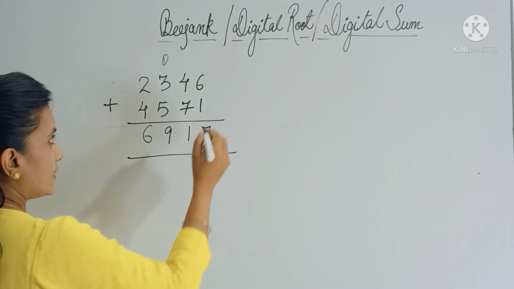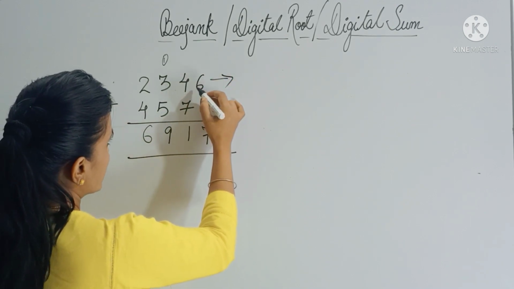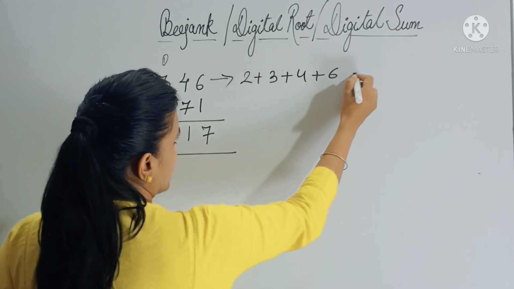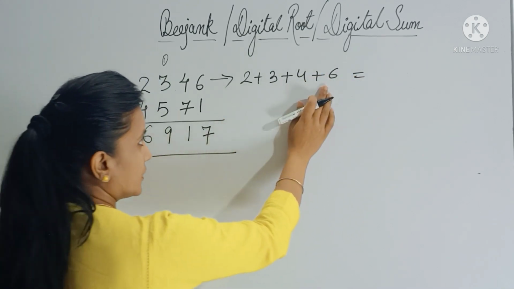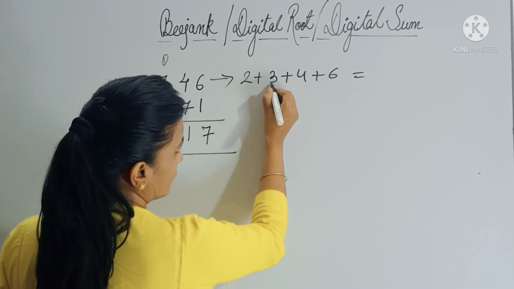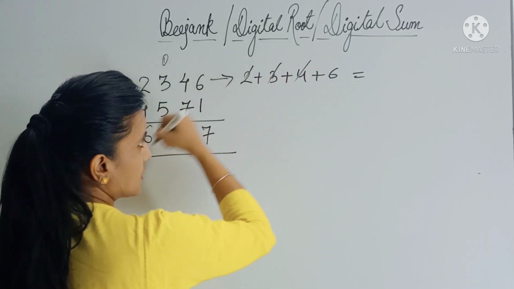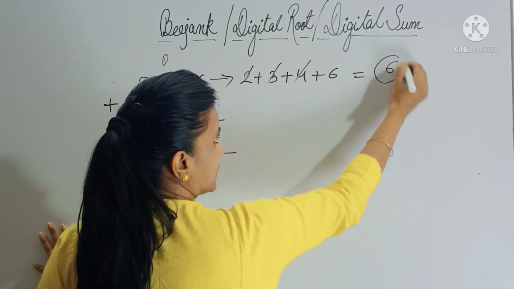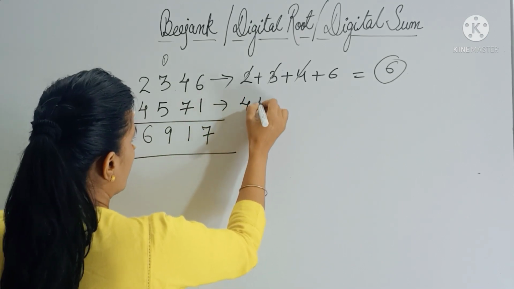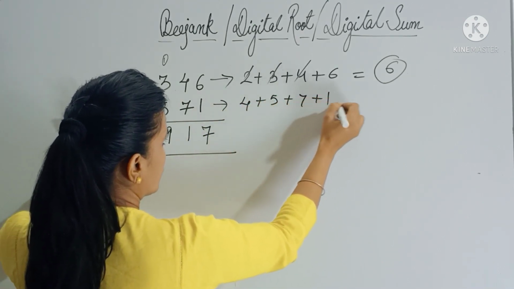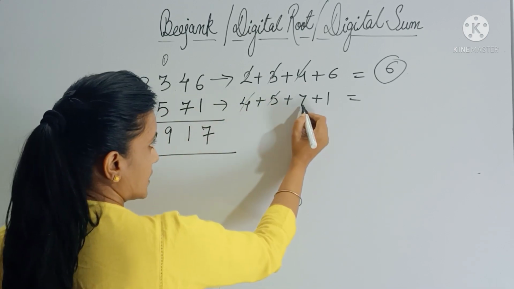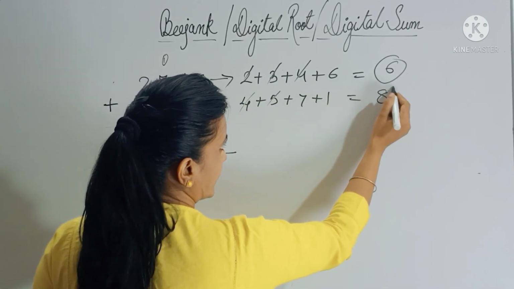So let's calculate the Bijang of the question. Here you can see 2 plus 3 plus 4 plus 6. Here again we can cast out the 9s, right? So 3 plus 2 is 5, 5 plus 4 is 9, so we can cast out these. So 6 is the digital root of this number, right? Similarly here 4 plus 5 plus 7 plus 1. Here 5 plus 4 is 9, so cast out this. 7 plus 1 is 8, right?